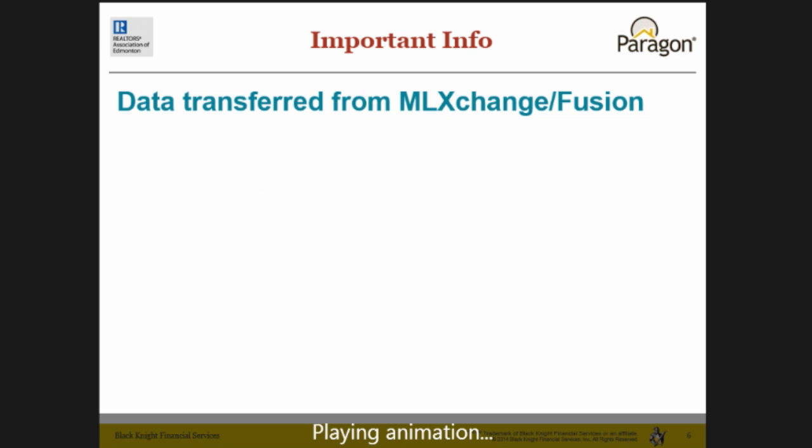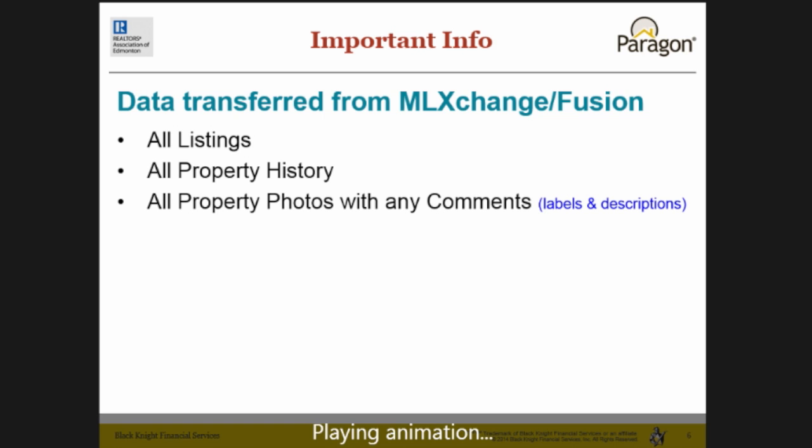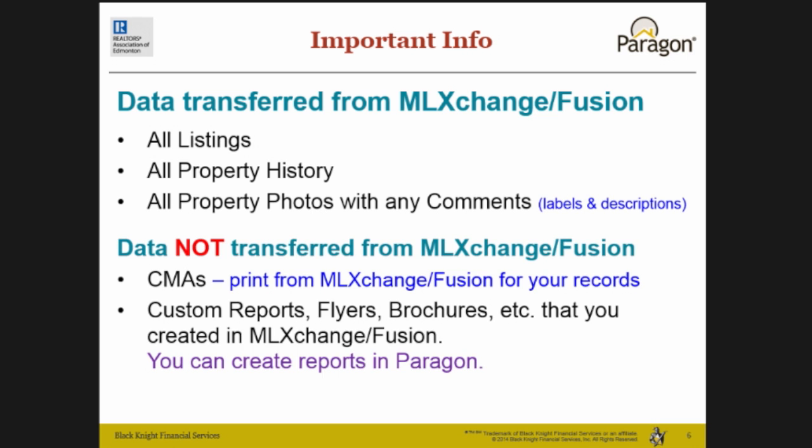Data transfer. We have the following information coming over: all of your listings, all of your property history, all your photos and comments. There is some information that's not going to be coming over. So your CMAs, anything that you've created as far as a CMA inside ML Exchange and Fusion will not come over. So you need to print those out to have it for your own record. Also, if you've created any custom flyers, brochures, reports, or handouts, those will not come over. So you have the ability inside Paragon to create your own property reports inside Paragon.